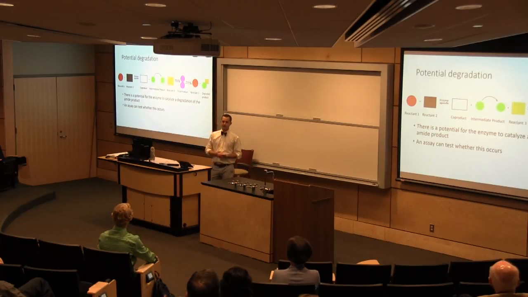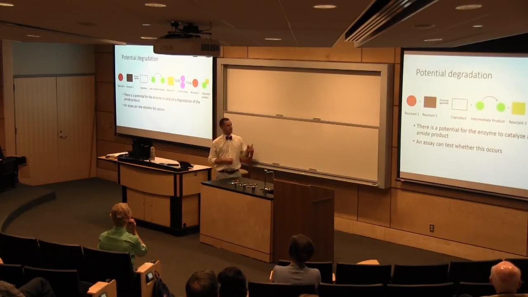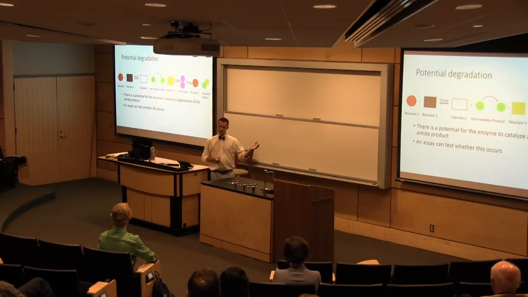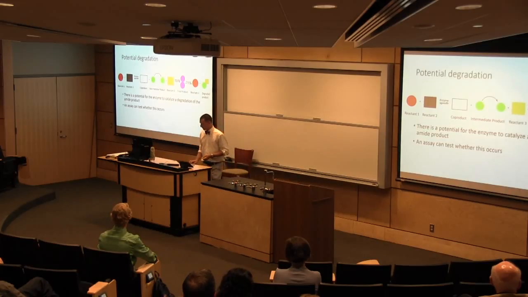Now, one of these is that the enzyme could potentially break apart our final product, which would be kind of a bummer. So there's potential for the enzyme to break our final product, the purple snowman, back into one of the first reactants, and a mess of the intermediate product and another one of the reactants from the second reaction. Now, to determine whether this happens or not, we do a simple assay set up similar to the other one, where we just put the final product in a container with the enzyme and see if it reacts.